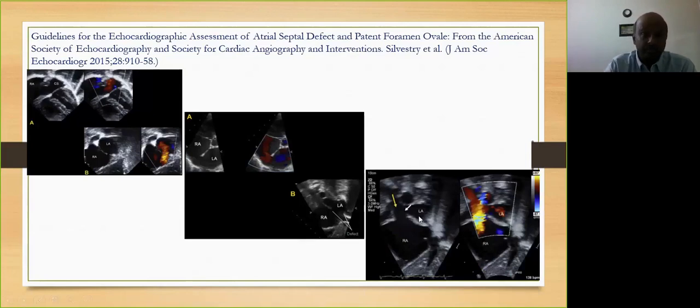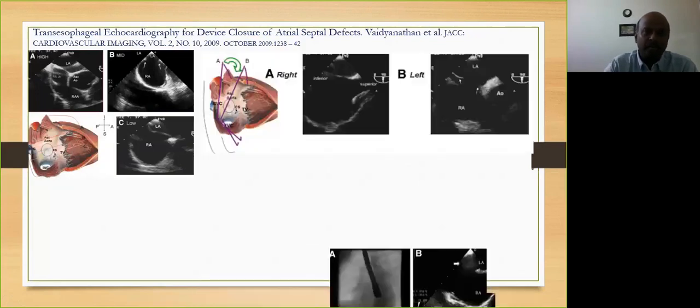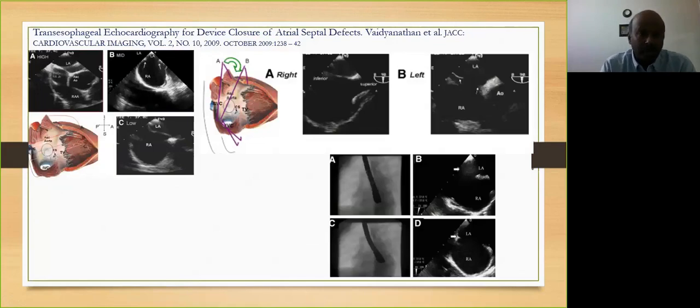So majority of the times these are sufficient, but when you have complex ASDs and much larger ASDs, or in patients where transthoracic echocardiography is not optimal, then you resort to transesophageal echocardiography, where you mainly use three views. The 0 degree or the transverse view, which shows you the anterior and posterior aspect of the defect. Here the probe is kept at the mid-thoracic level and rotated right and left to get the anterior to posterior.